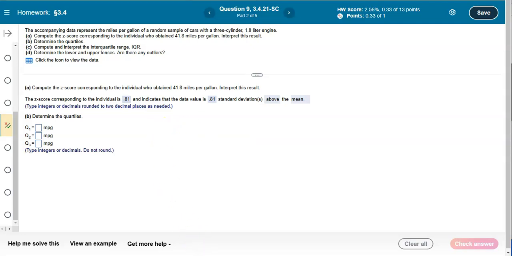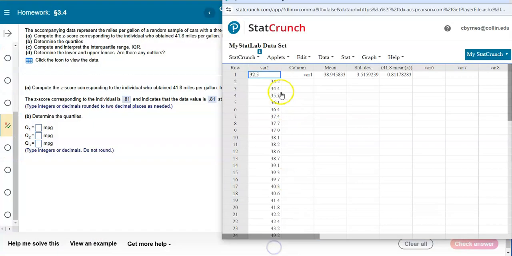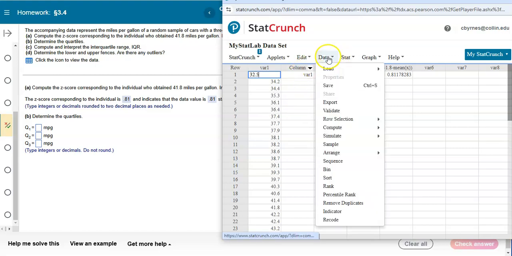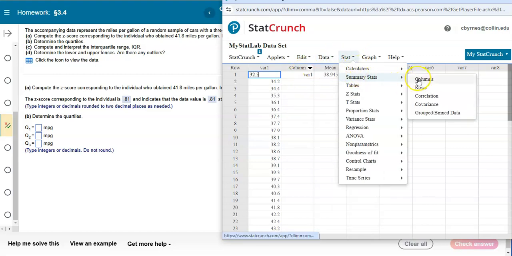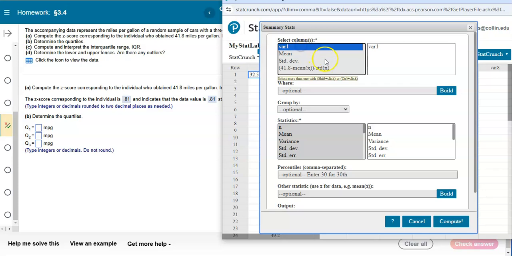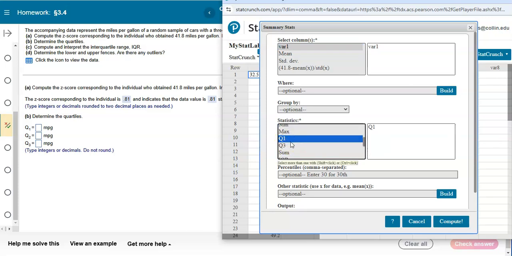And then we're going to get the quartiles. That's real easy to do on StatCrunch. I still have my data here. I just want to go to Stats, Summary Stats, on the columns. One of the numerical summaries we can find is the quartiles. Quartile 2 is the same thing as the median, so I'm going to ask for median, and I'm going to ask for quartile 3.